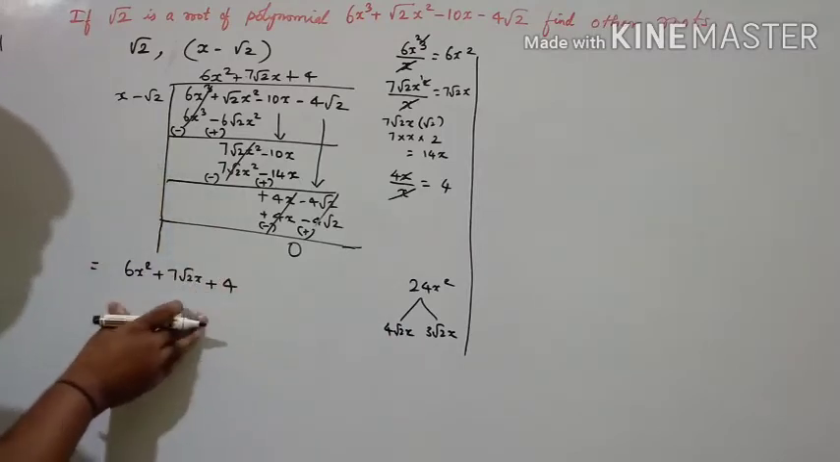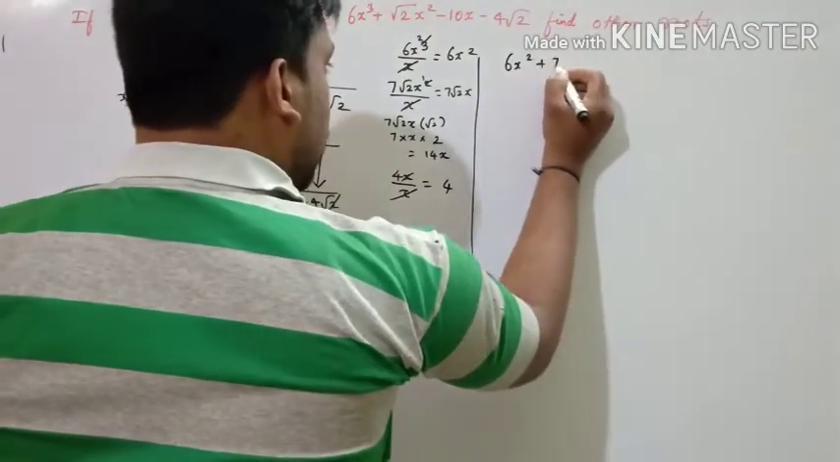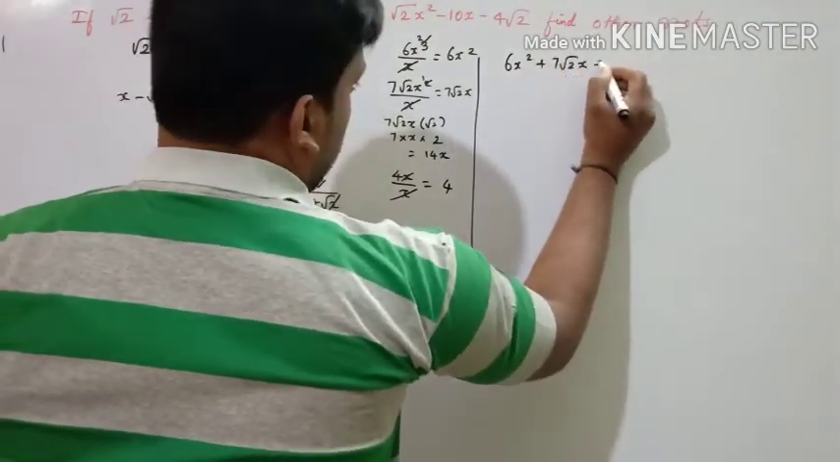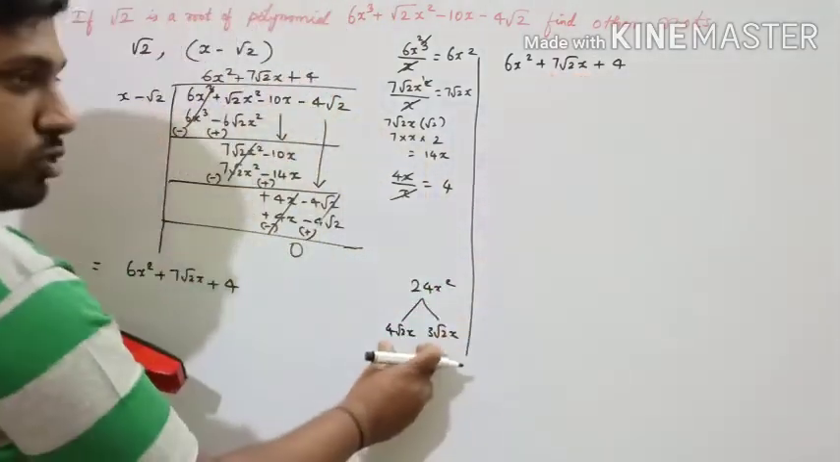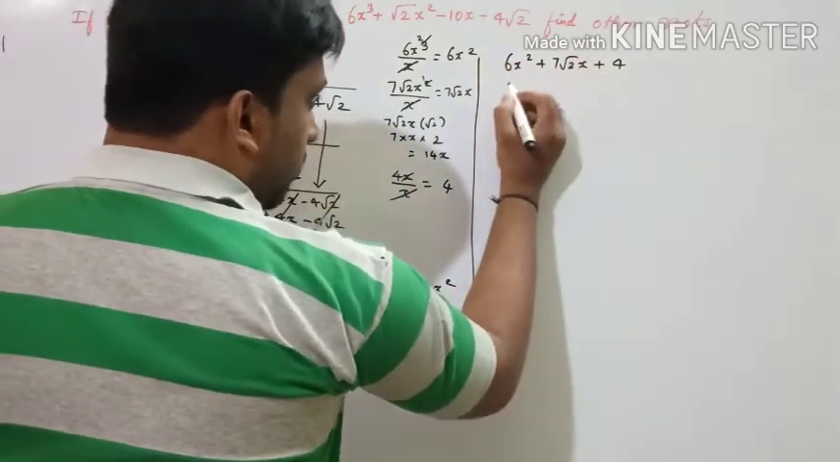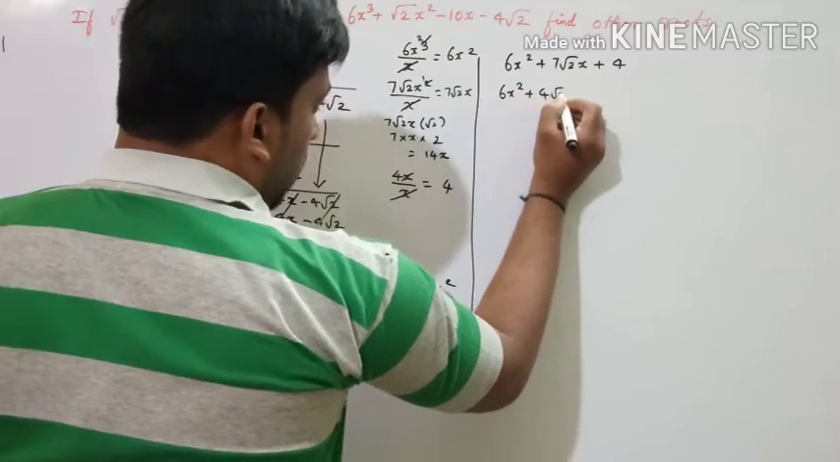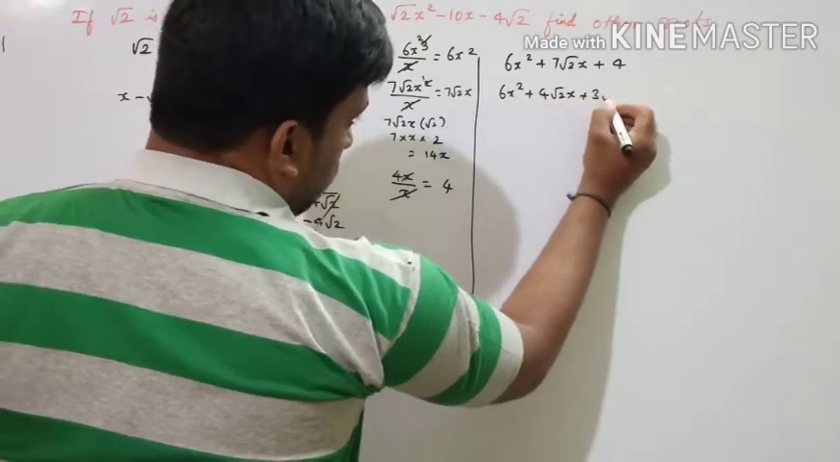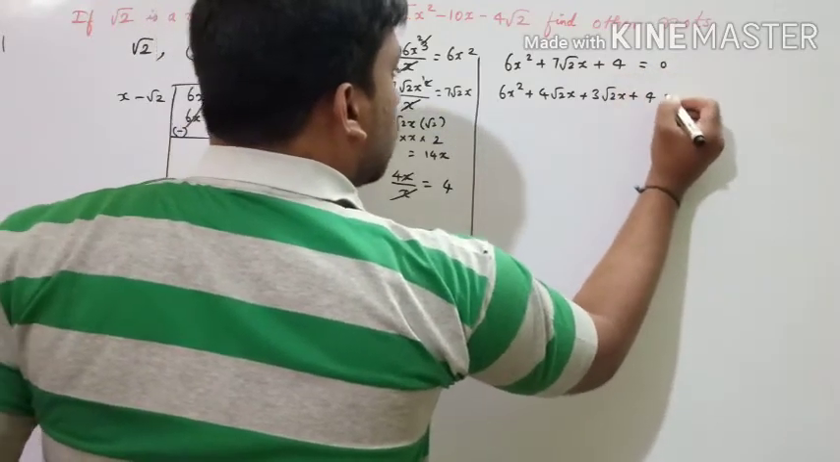By the method of splitting the middle term, if we do, we will be getting this. I have 6x square plus 7 root 2x plus 4. So in the place of 7 root 2x, I am going to substitute these 2 things. So it is the method of separating the middle term. So 6x square plus 4 root 2x plus 3 root 2x plus 4. Let me equate this to 0.